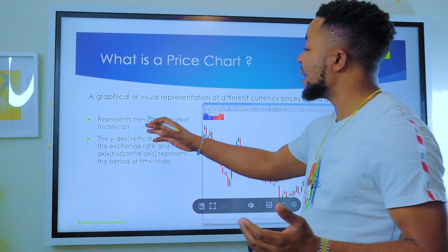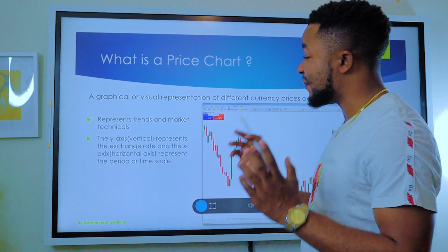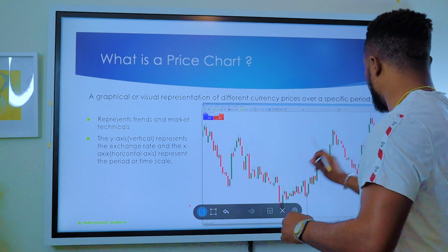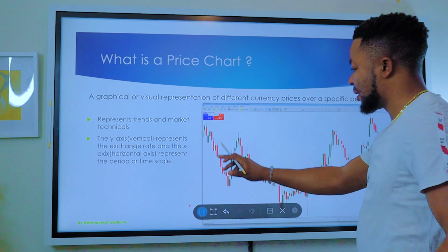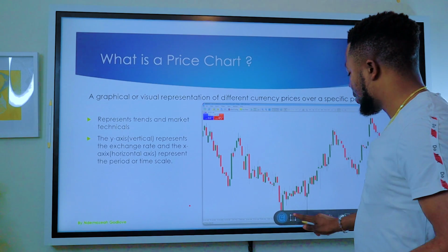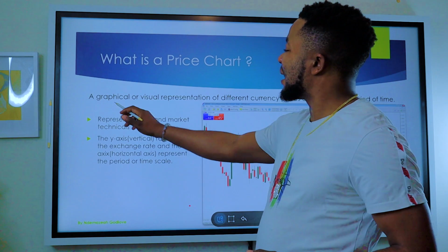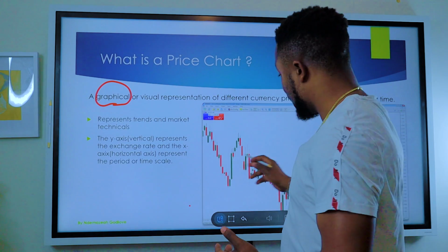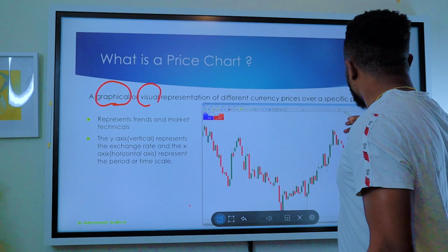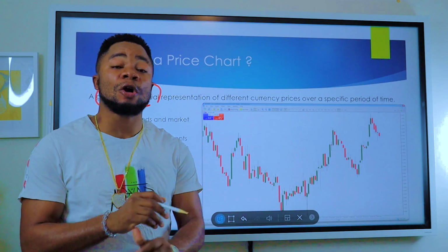If you can see here, they say a price chart is a graphical or a virtual, because this is very important, because you can see what we have here. What we have here is a price chart. The whole of this is a price chart. But when you open your MT4 or your MT5 and you see this, what does it represent? So they say a price chart is a graphical or a virtual representation of different currency prices over a specific period of time. As easy as that. So that is just a definition of a price chart.